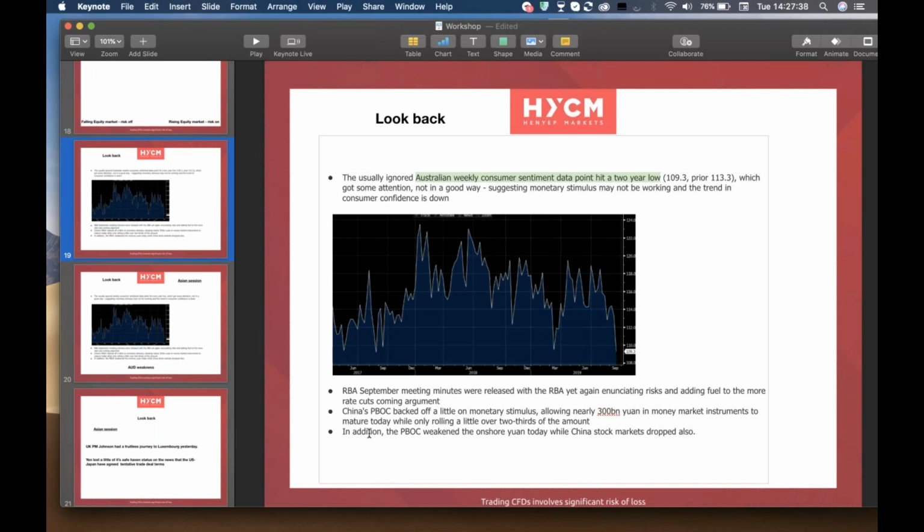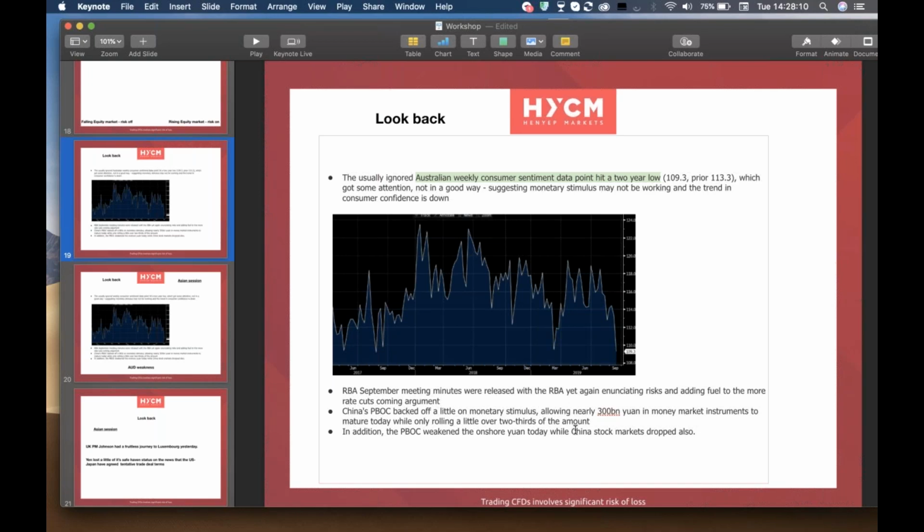In addition to that, we had China's bank backing off a little on their monetary stimulus. They allowed nearly 300 billion yuan in money market instruments to mature today, but they only rolled over about two-thirds of that amount. In other words, they pulled back from some of their easing. Remember, a boost for China is a boost for Australia. The yuan weakened, and the China stock markets dropped as well. So a little bit of a backtrack for China overnight.